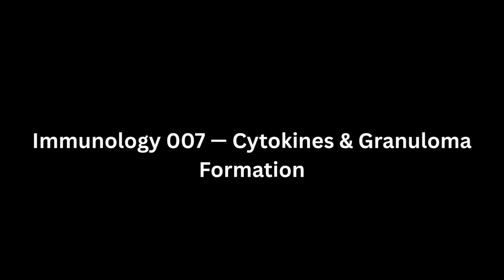Now, our T helper cells have now become a different cell line, Th1 cells and Th2 cells. Those are the two cell lines you have to know. Th1 cell lines are going to produce interferon gamma, so IFN gamma.